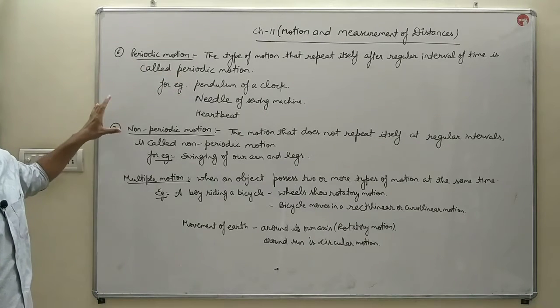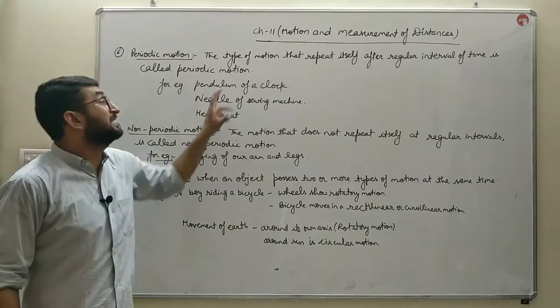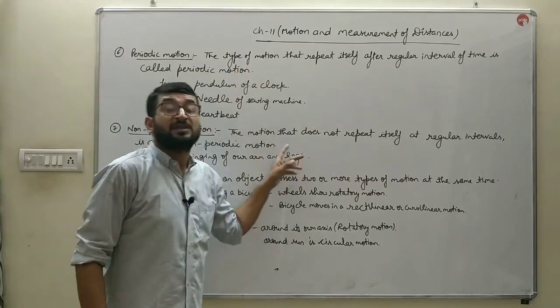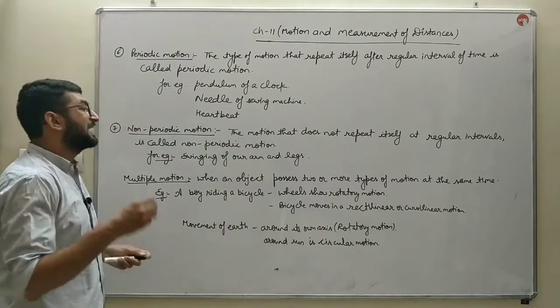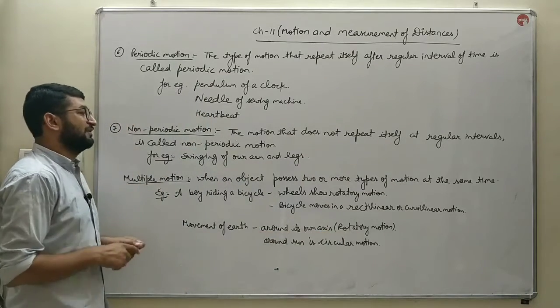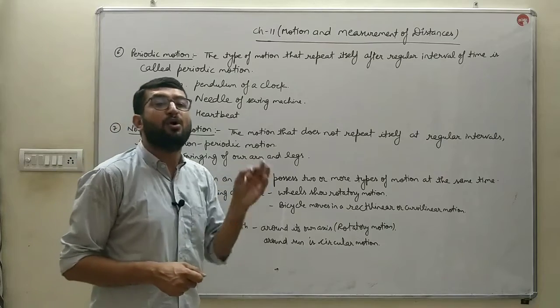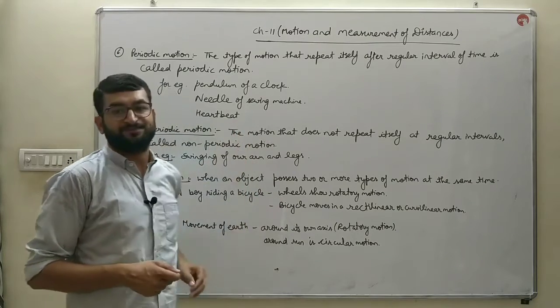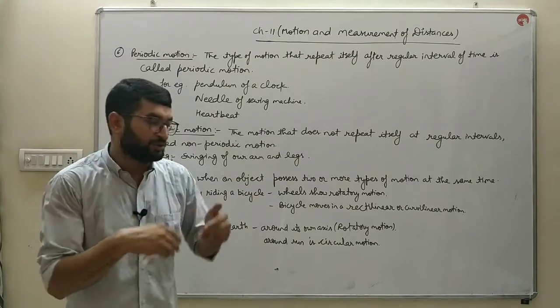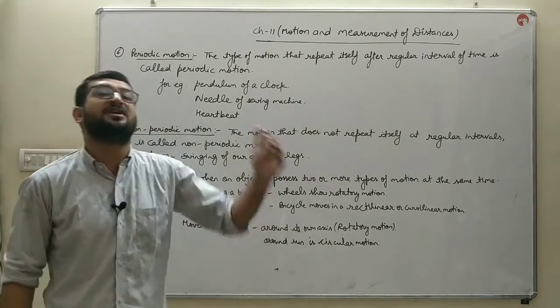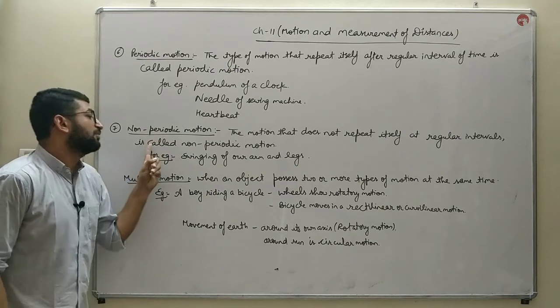Whereas the last type of motion is non-periodic, exactly opposite to it. The motion which does not repeat itself at a regular interval of time is known as non-periodic motion. When a motion does not repeat after a fixed interval of time, there is a gap in its interval, sometimes it happens sooner, sometimes slower, that is known as non-periodic motion.